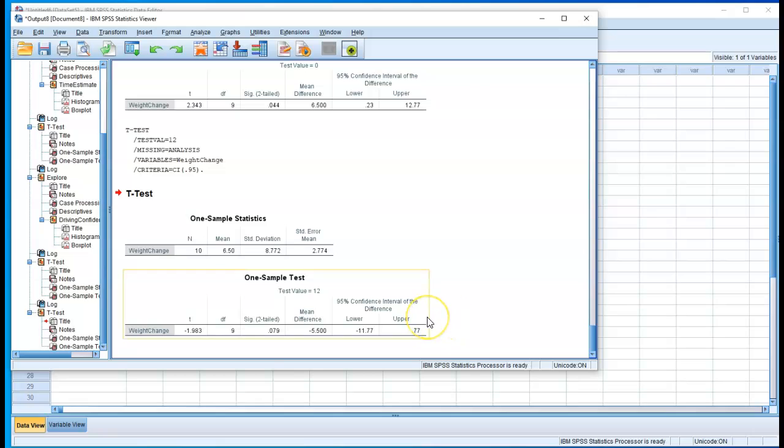Okay. So you get very different results for your t-test based on the test value that you're using. And the test value is really important, right? It's based on your hypotheses and your understanding of the scientific literature there.